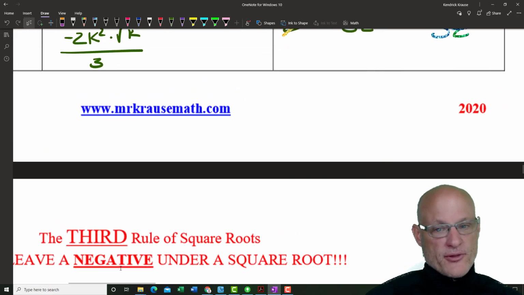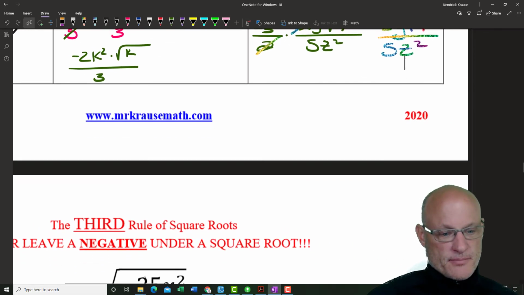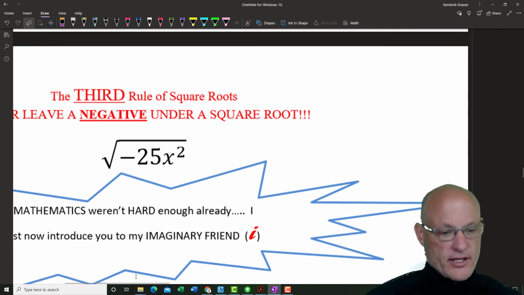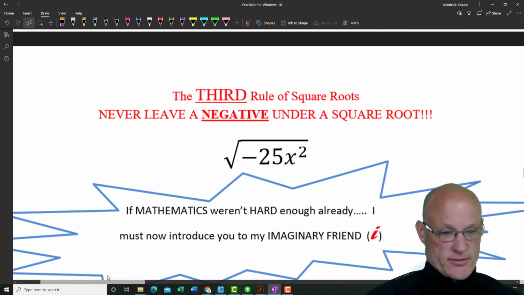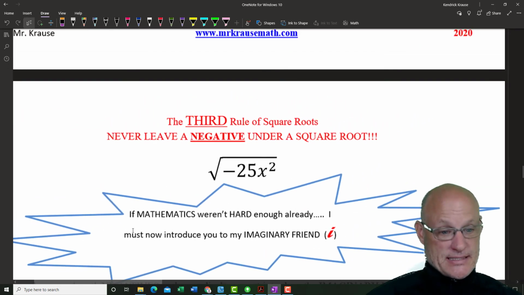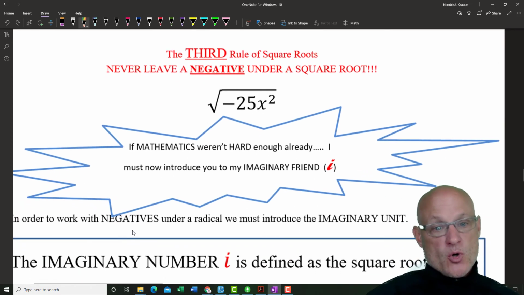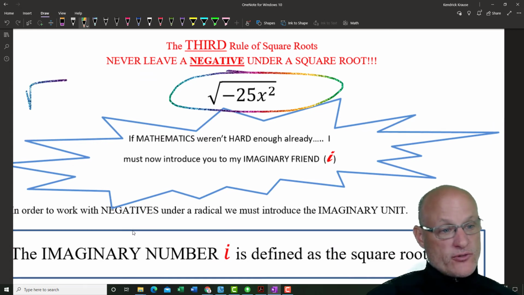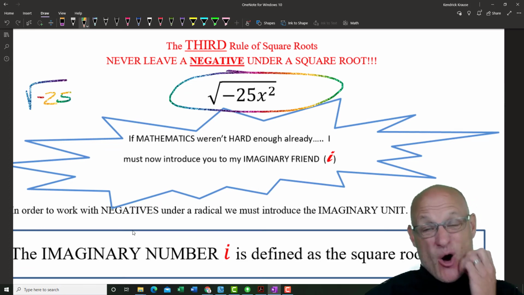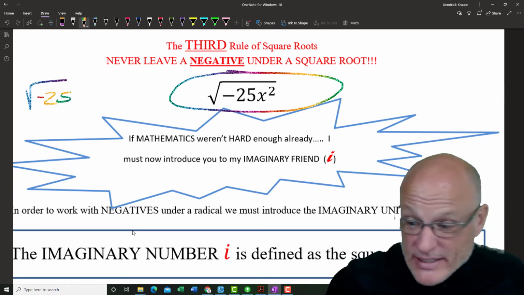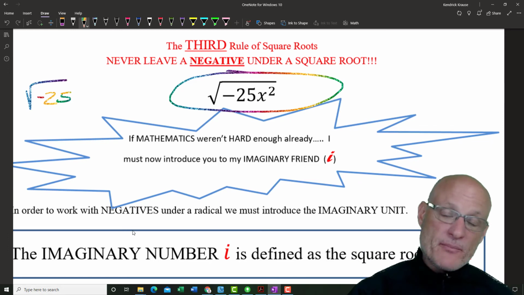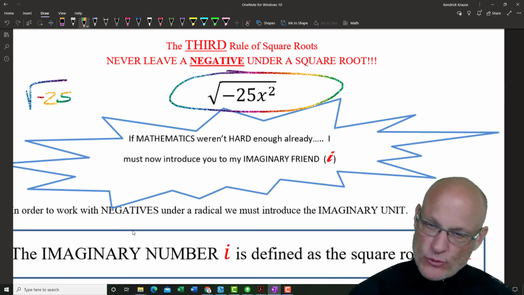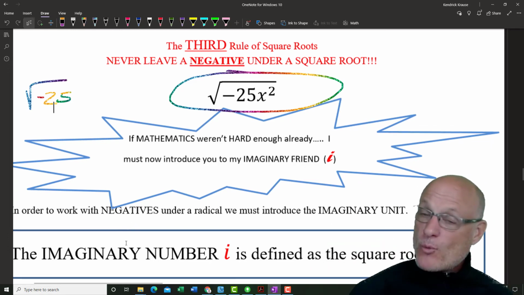And now we have a third rule. And our third rule is a little weird. I hope you enjoy it. And here's the problem. What are we going to do when we end up with a negative under the radical? In other words, what is the square root of negative 25? Up until now, you would have probably told me that I must be on something. But when I come back, which is going to be like 2 seconds, we're going to talk about that.